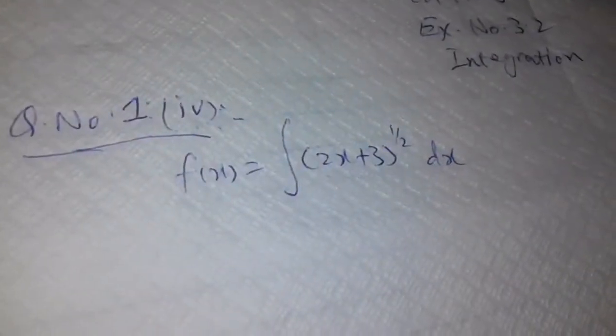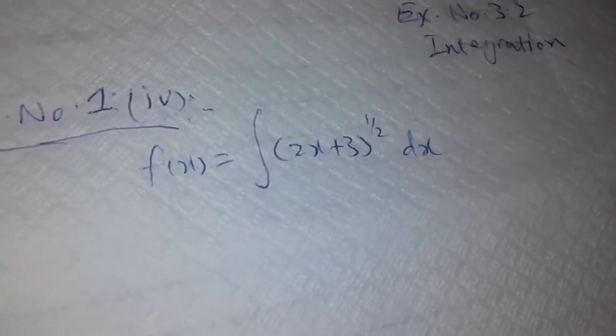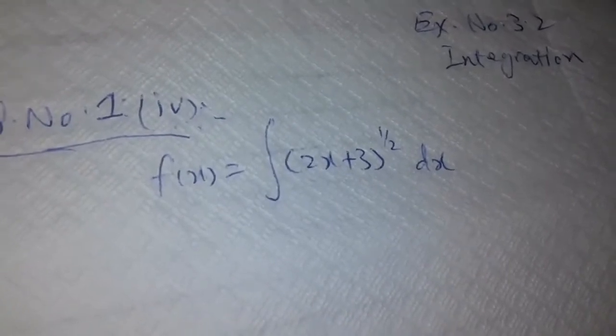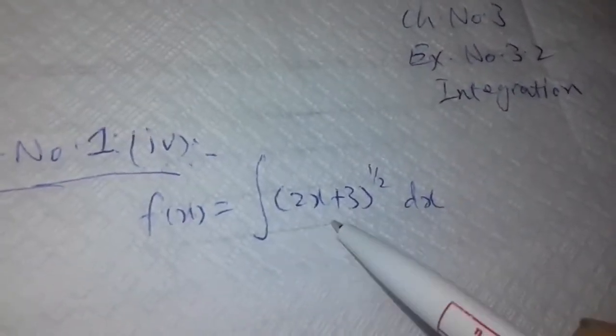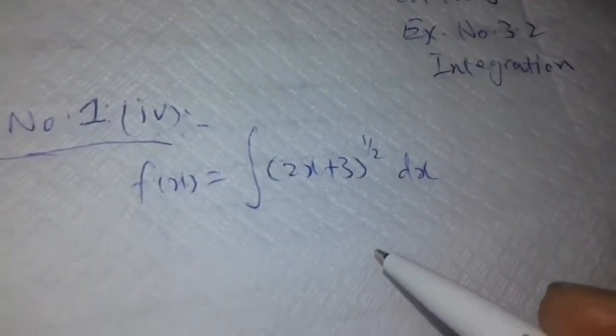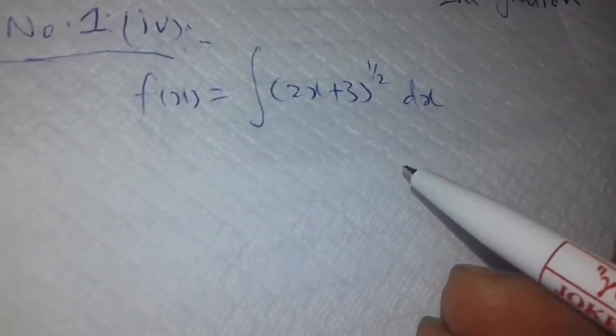Its first question, chapter part number 4. The given function for the integration is f of x is equal to the integral of (2x + 3)^(1/2). Here we have a function with the whole power of 1/2, so for this function, we have another formula for integration.